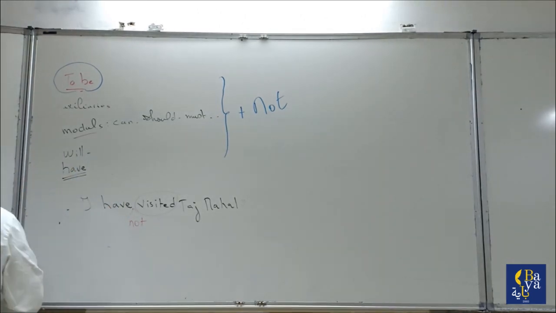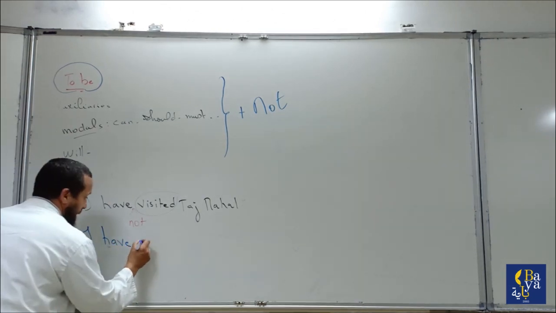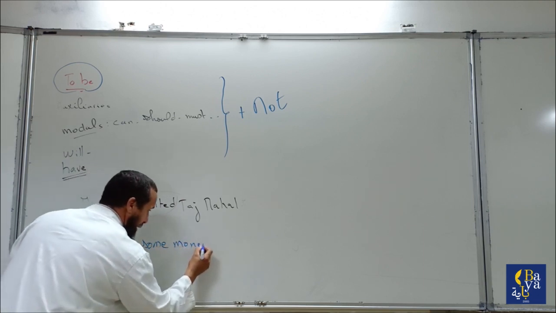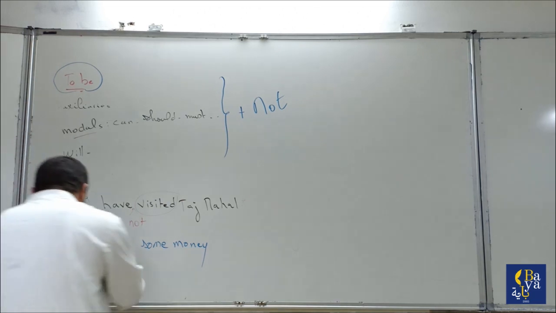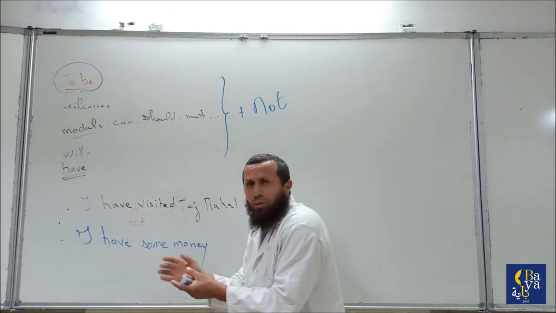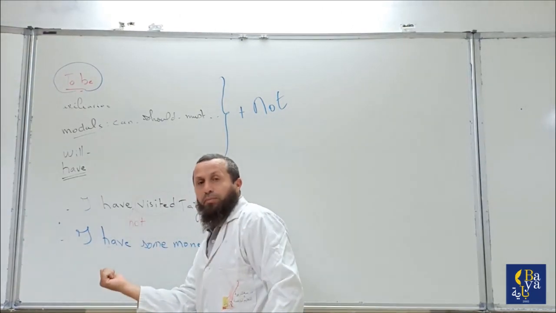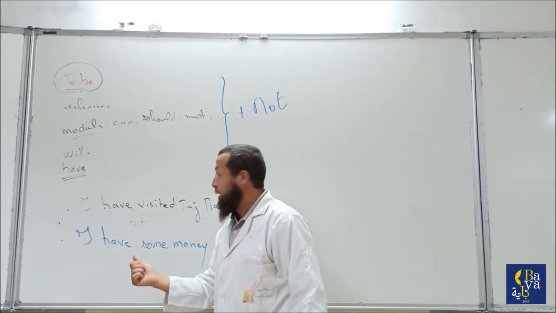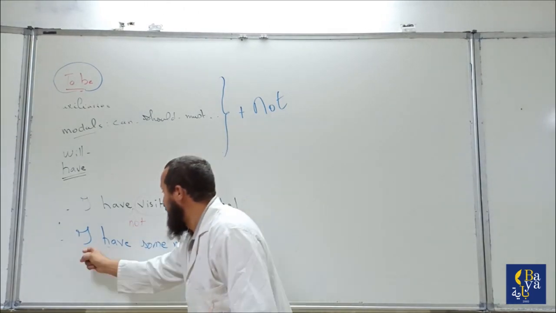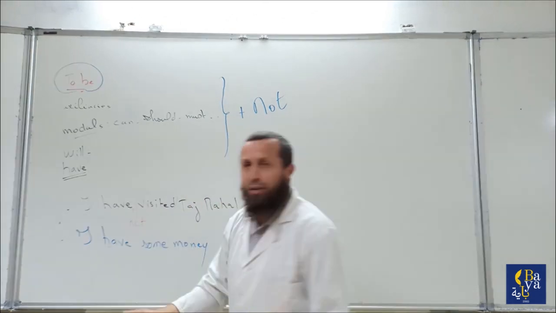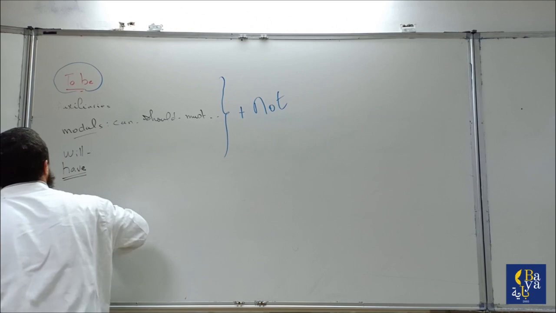But if I say, I have some money, what is the main verb here? Do we have any other verbs? We have only the verb have. We don't have another verb here. So it is the main verb. If it is the main verb, it cannot be negated using not. We cannot say, I have not some. No. We have another way of negating. This is the first group. The first group plus not.